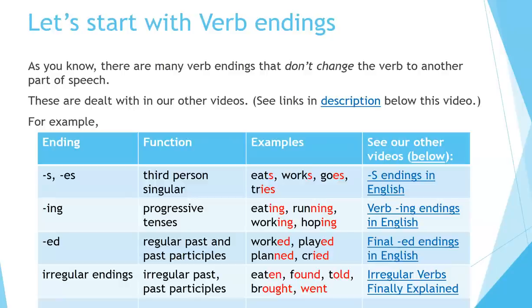ED indicates regular past and past participles. Worked, played, planned, cried. Our other video, final ED endings in English, deals with that. Irregular verb endings indicate irregular past and past participles. For example, eaten, found, told, brought. And sometimes we even change the word, like went. We have another video that deals with that: Irregular verbs finally explained.